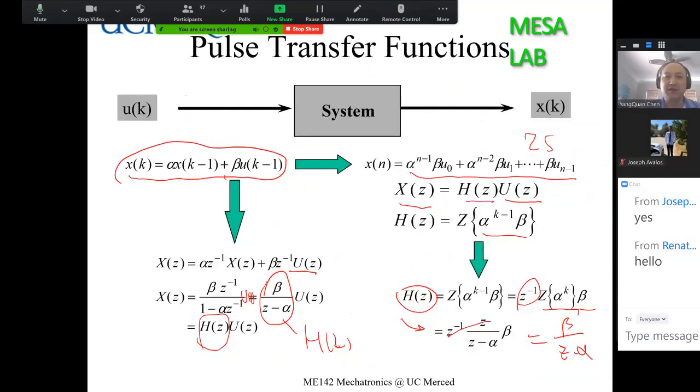So from the system point of view, we have a difference equation.